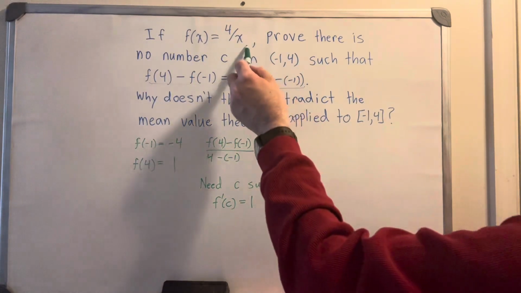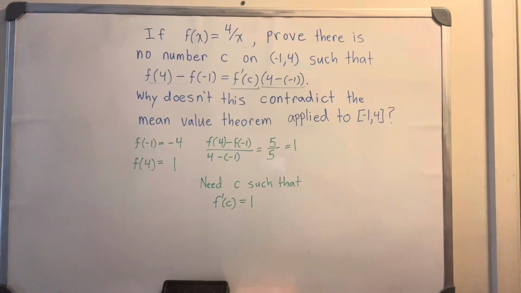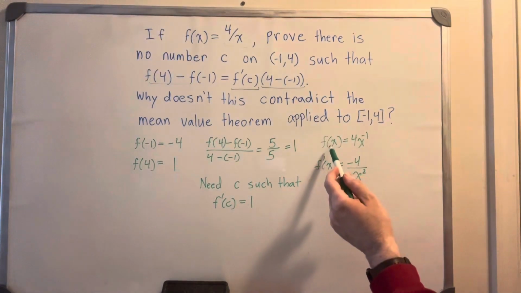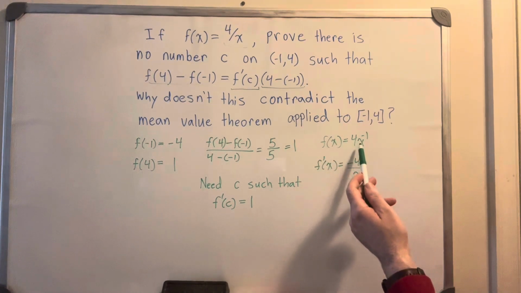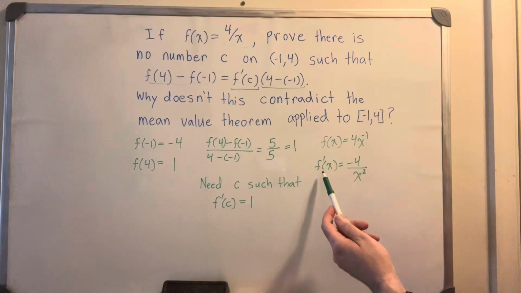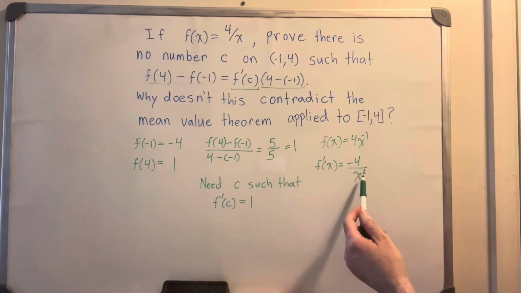So the next thing we need to do is find f prime of c. Find the derivative of that. How do you find the derivative of 4 times x to the -1st? So here it is, a reformulation of f of x is 4x to the -1. Using the power rule, f prime of x is -4 over x squared.